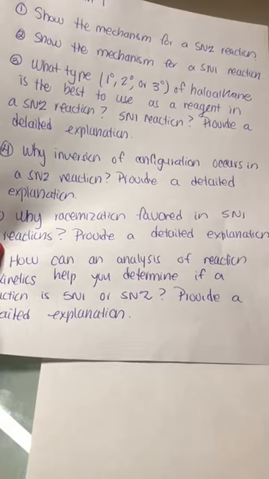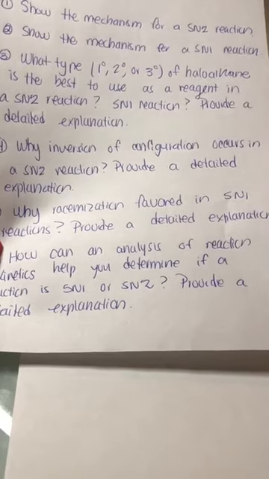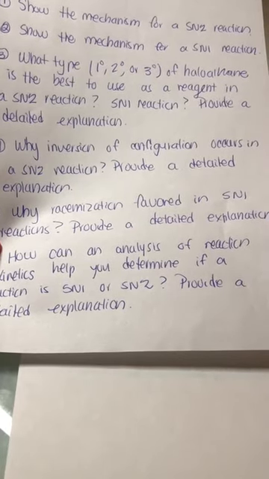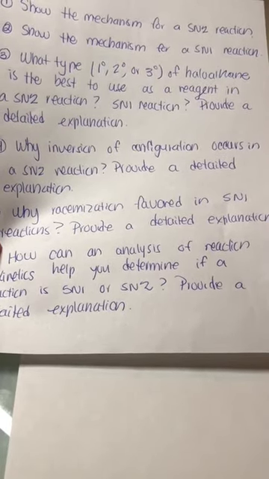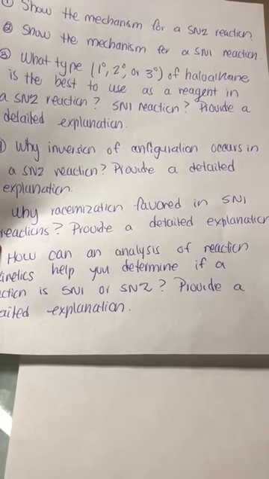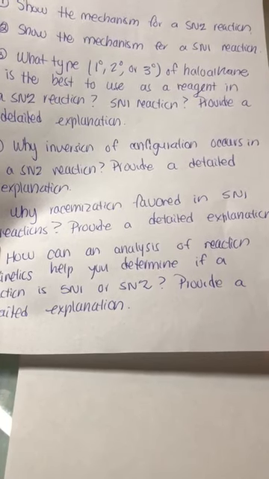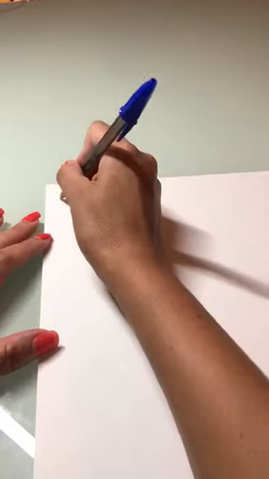Let's take a look at question number 3. It says, what type of haloalkane, primary, secondary, or tertiary, is the best one to use as a reagent for the SN2 reaction? What about for the SN1 reaction? And you must provide a detailed explanation. So let's take a look at this question.